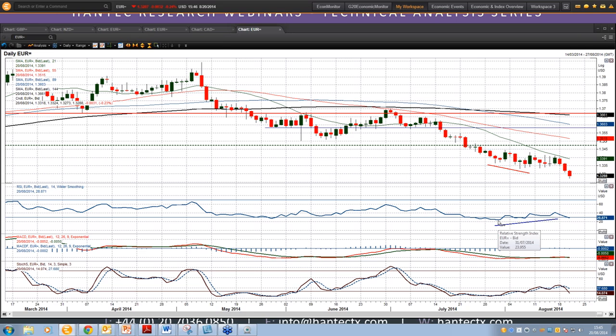So you could still get a bullish divergence that continues on this RSI, but it doesn't look great at the moment.